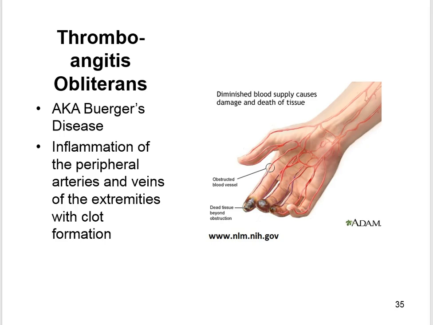Thromboangiitis obliterans. This is also known as Buerger's disease. This is an inflammation of the peripheral arteries and veins of the extremities with clot formation.